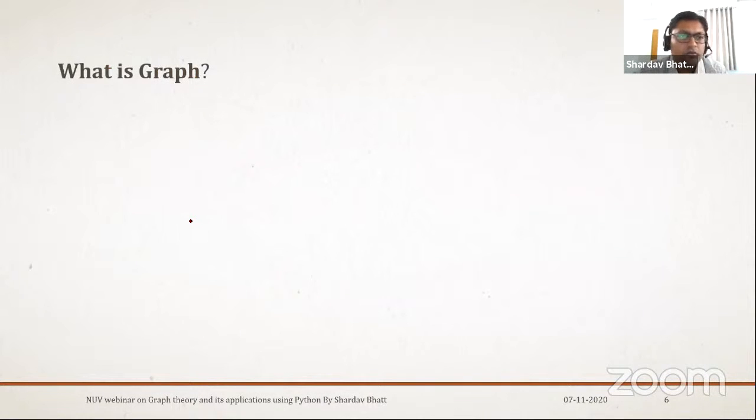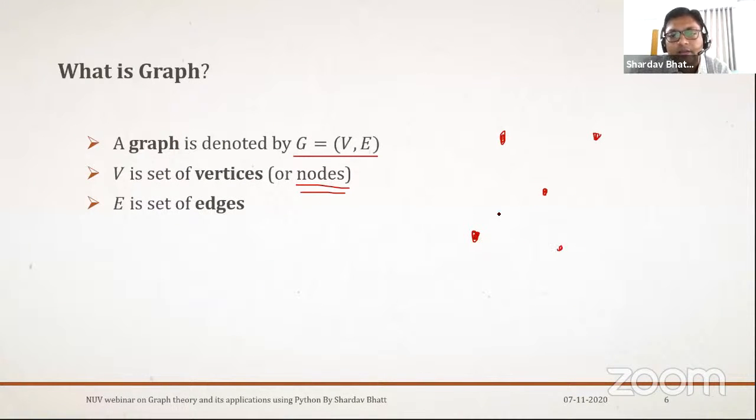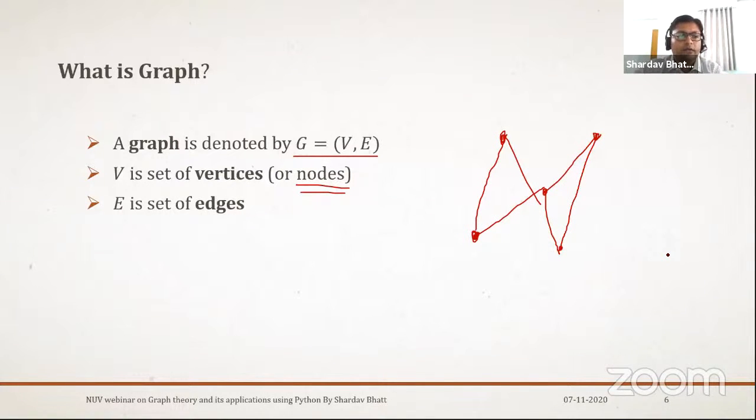So what is a graph? A graph is a very simple structure. It is denoted by G equal to (V, E), where V is the set of vertices and E is the set of edges. In Python, vertices are known as nodes. So we will refer to vertices as nodes because all the Python functions are in terms of nodes. Basically, vertices are nothing but dots or circles, whatever you can say, and edges are nothing but the connections between them. So you can see this is one simple graph. A graph consists of basically only two things, vertices and edges.